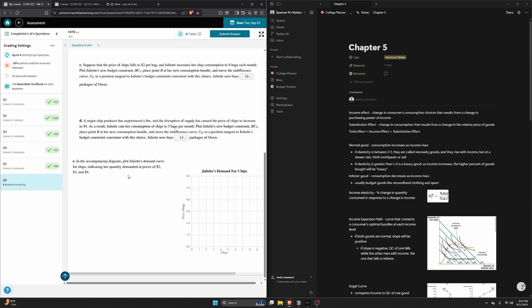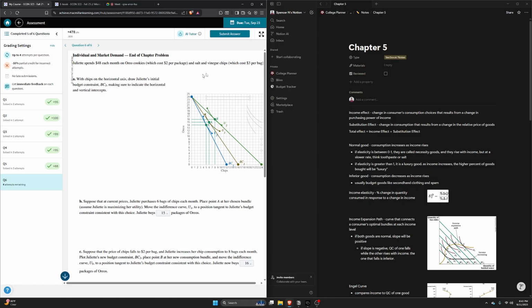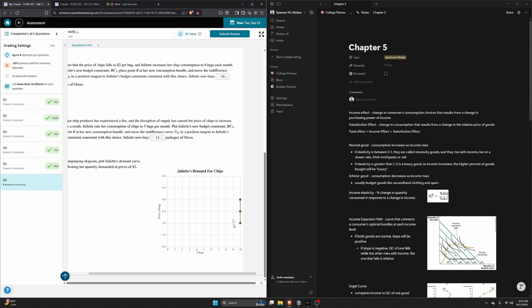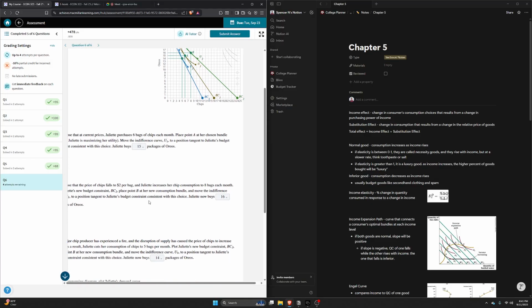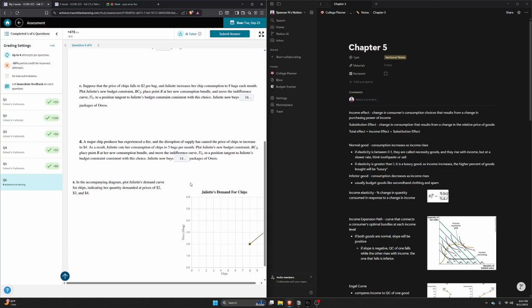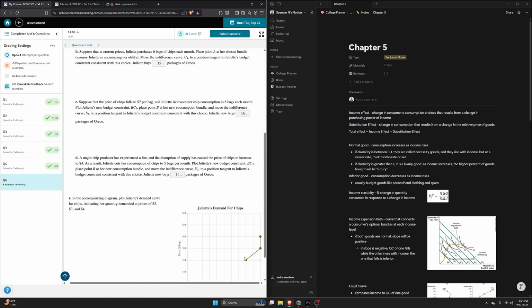All right, now we just have to plot how many chips she bought versus the price of the chips. So at $2 a bag, she bought how many? What was it? $2 a bag, 8 bags of chips. So at $2 a bag, she bought eight. At $3 a bag, where was that? 6 bags, I think. Yeah, $3 a bag. She bought 6 bags.